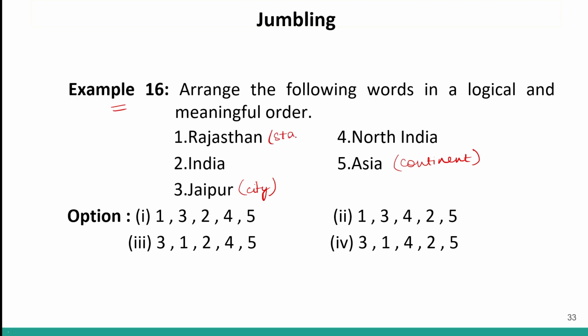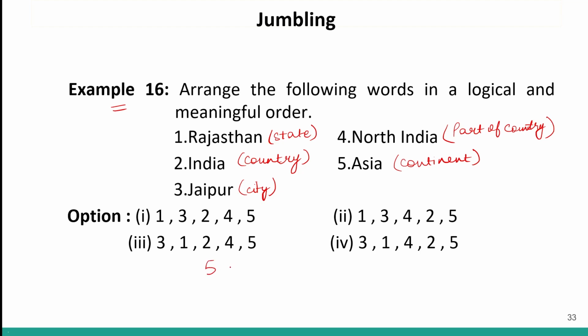Rajasthan is a state. India is a country. And North India is a further division in a country, so it is a part of the country. I can write. Correct? So the logical sequence can be either ascending or descending. It could be moving from a bigger thing to a smaller thing.